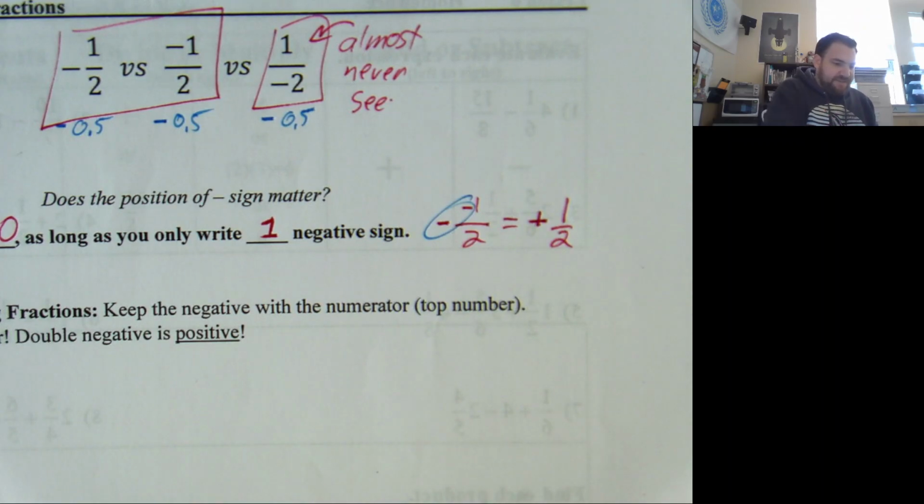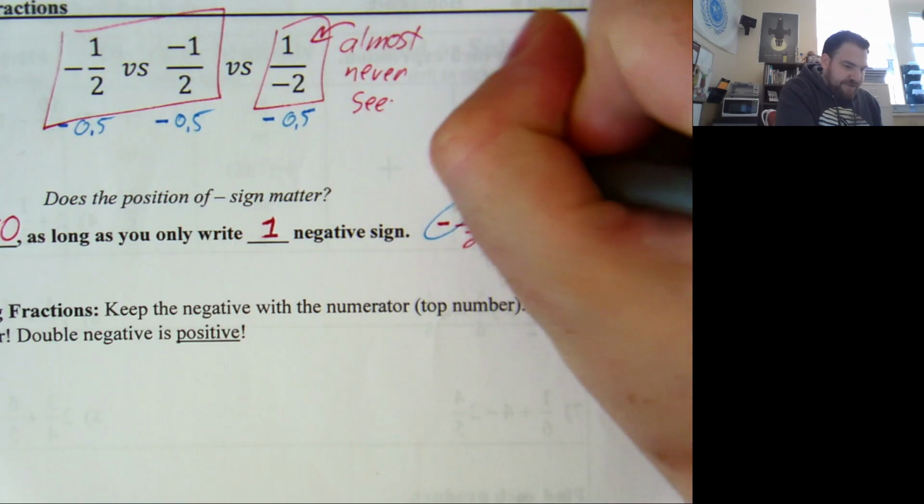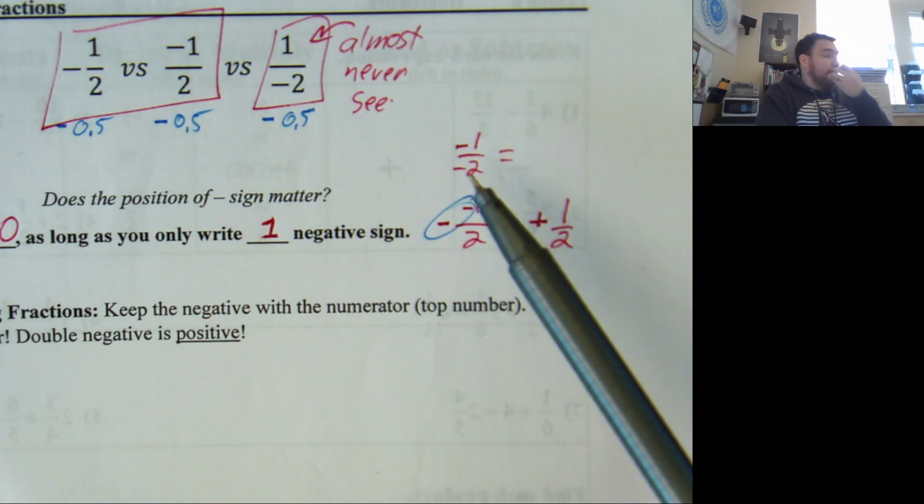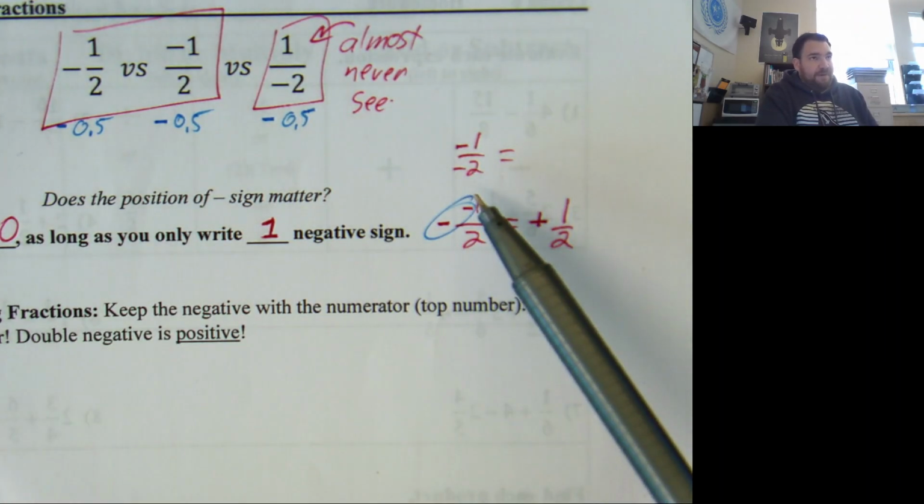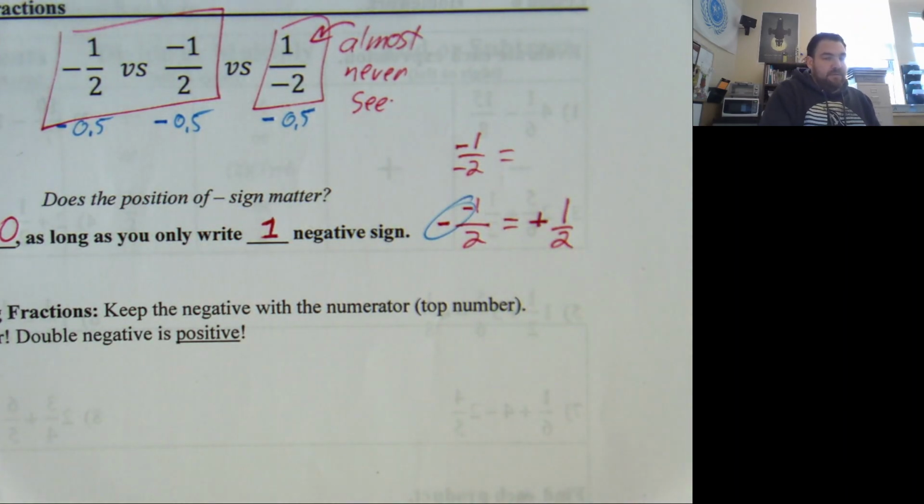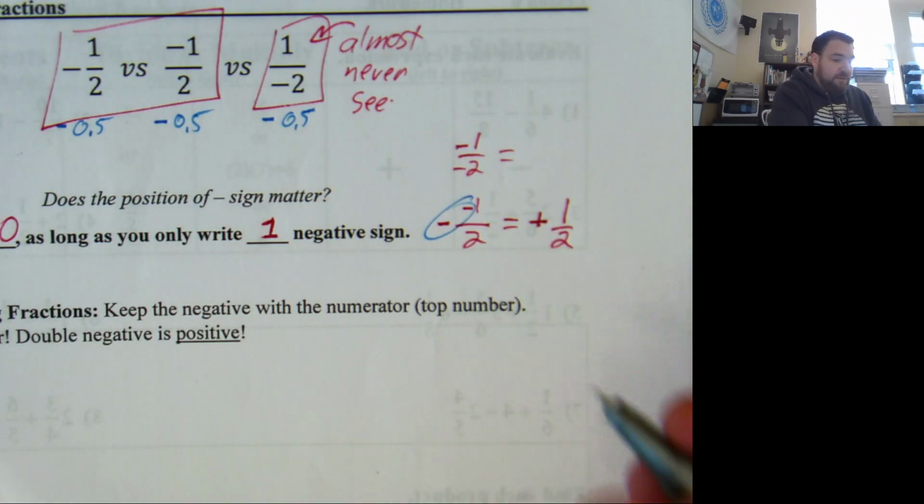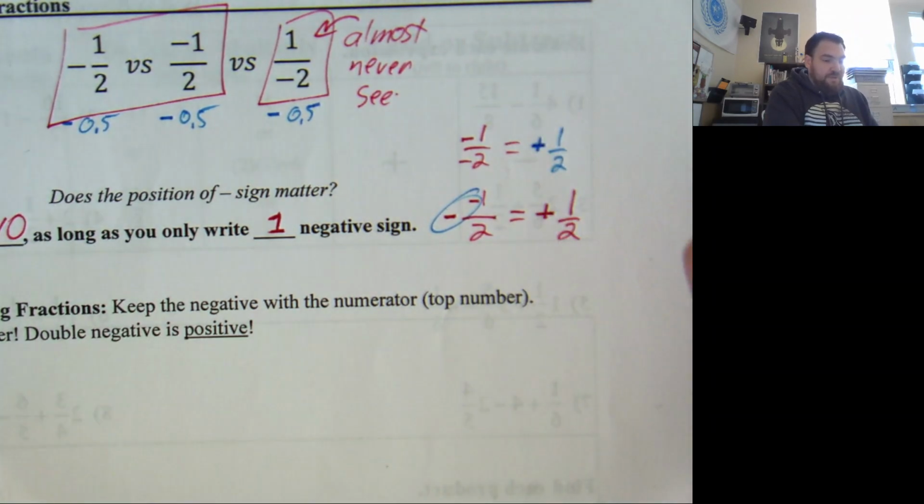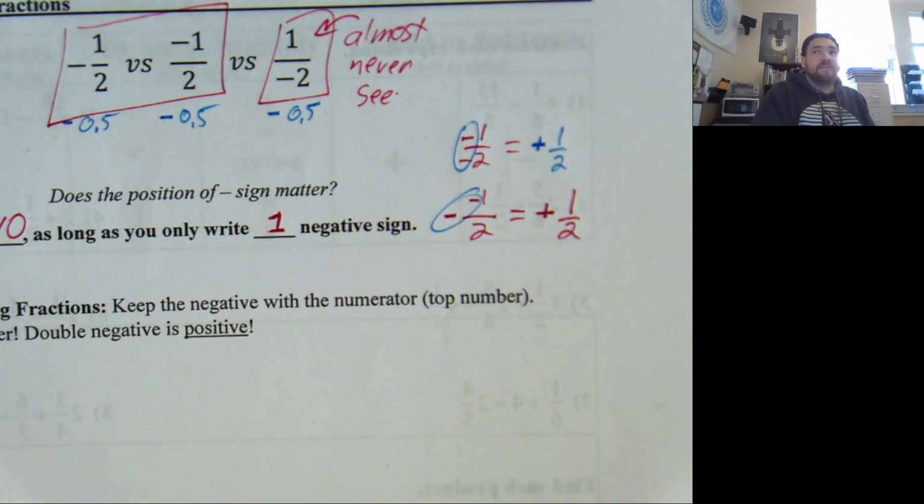What happens if I have this? Negative 1 over negative 2. Well, this is proper division. This is negative 1 divided by negative 2. When I multiply 2 negatives, I get a positive. So when I divide 2 negatives, I'm going to get a positive as well. So this is going to be positive 1 over 2 as well. That double negative one more time: a double negative is going to give you something positive.